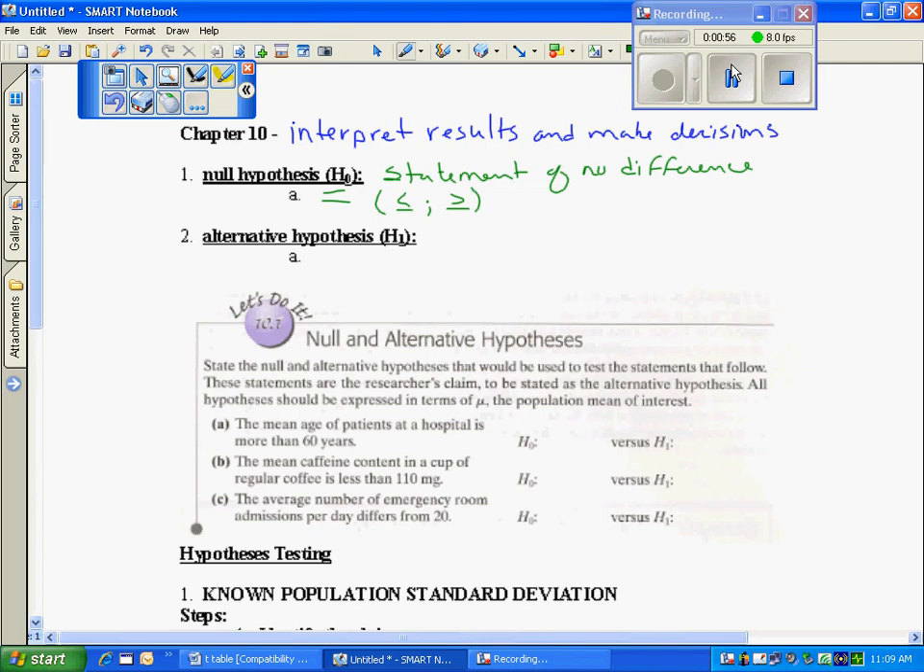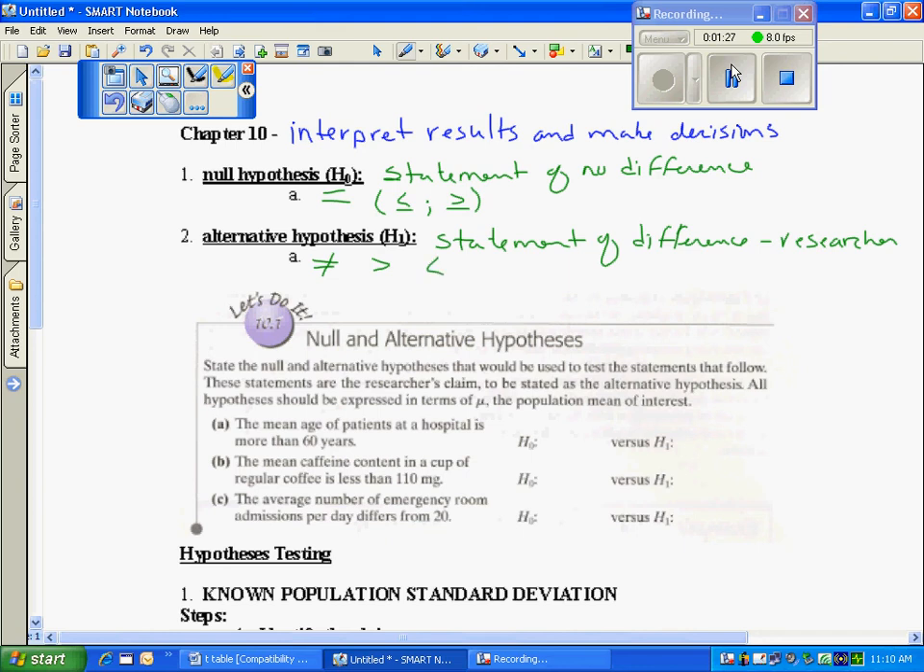The alternative is that statement of difference. It's why the researcher is conducting the study. What is it that they are finding different than what's already out there and believed to be true? The alternative will have the not equal to sign. If you recall, that's a two-sided test: I'm not sure if it's bigger or smaller. A greater than would be larger, or to the right. A less than would be smaller, or to the left.